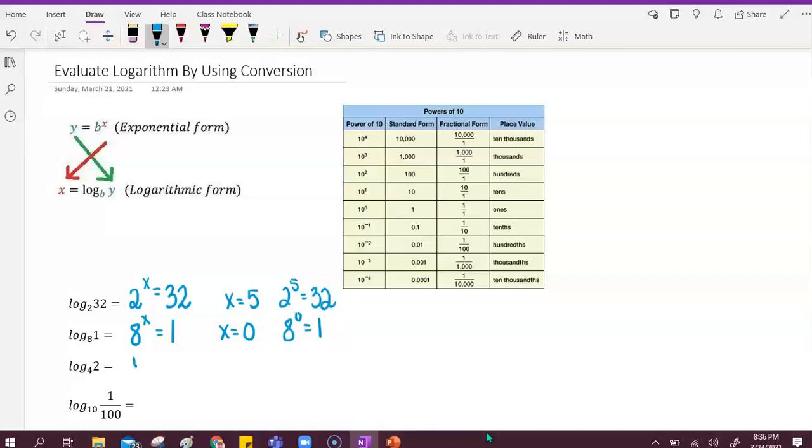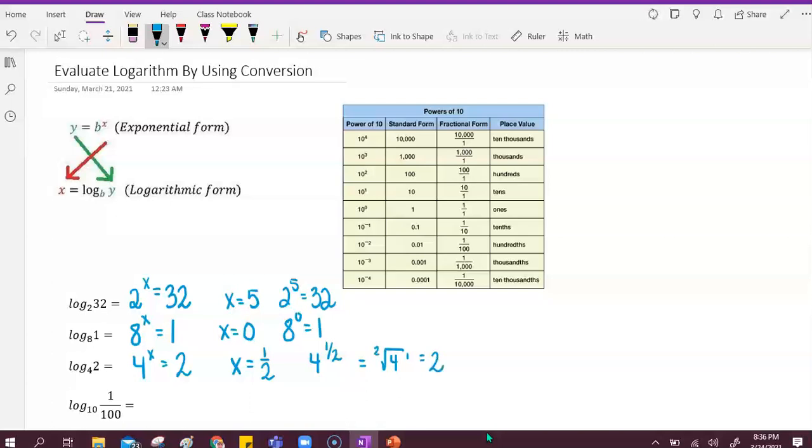Okay, the next one we've got 4 to the x power is equal to 2. And this one, we take 4 to the 1/2, and then we have 2. So if I take 4 to the 1/2, you can turn that into a radical, the square root of 4 to the first power with the index of 2, and you will see that that does equal 2.